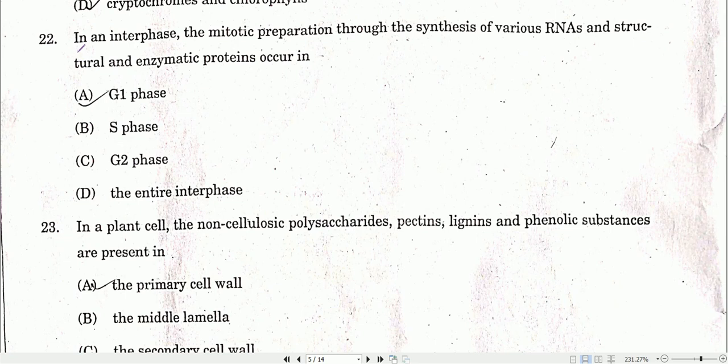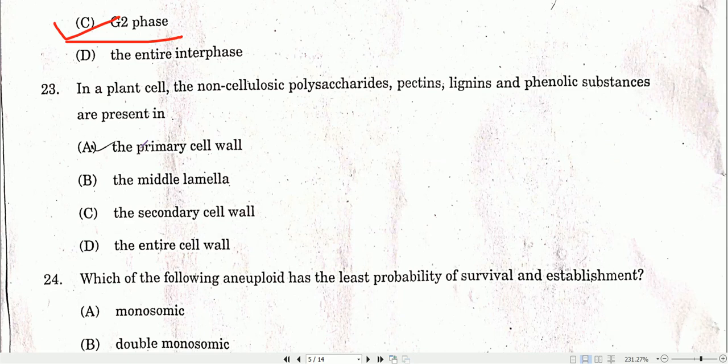In an interphase, the mitotic preparation through the synthesis of various RNAs and structural and enzymatic proteins occur mostly in the growth phase 2. So G2 phase. Option C will be the correct one. Coming to question number 23. In a plant cell, the non-cellulosic polysaccharide, pectins, lignins, phenolic substances are present in. Okay, so they are present mostly in the secondary cell wall. So option C will be the correct one.